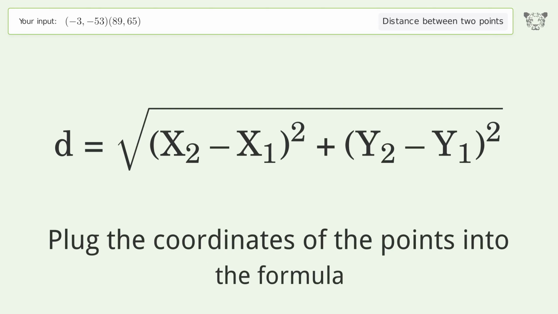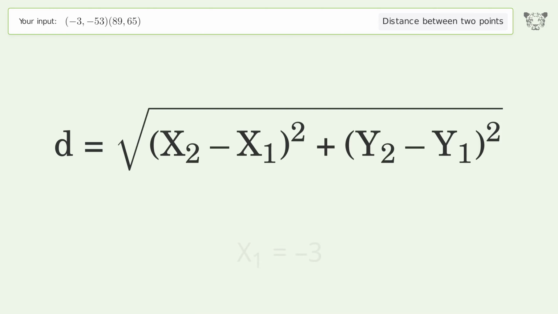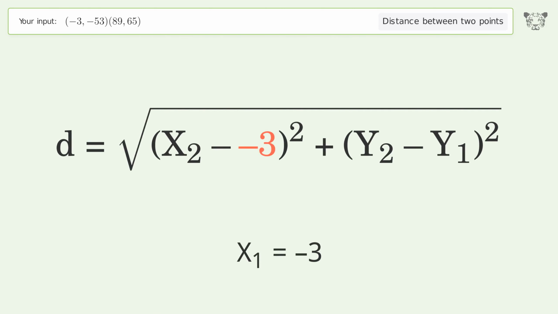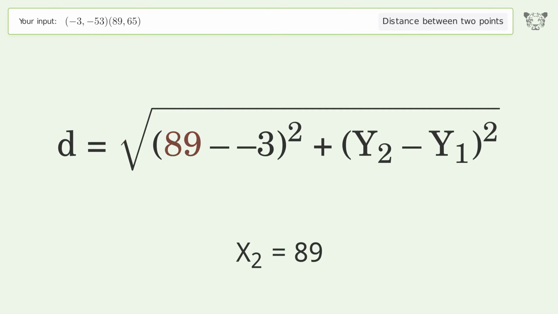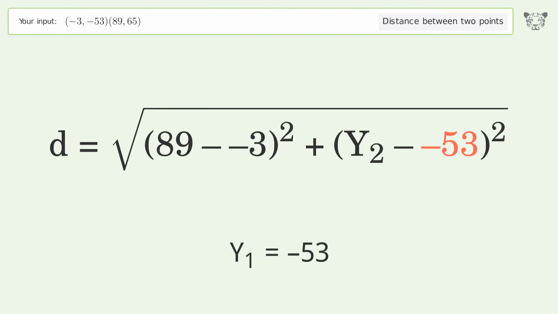Plug the coordinates of the points into the formula. x1 equals -3. x2 equals 89. y1 equals -53. y2 equals 65.